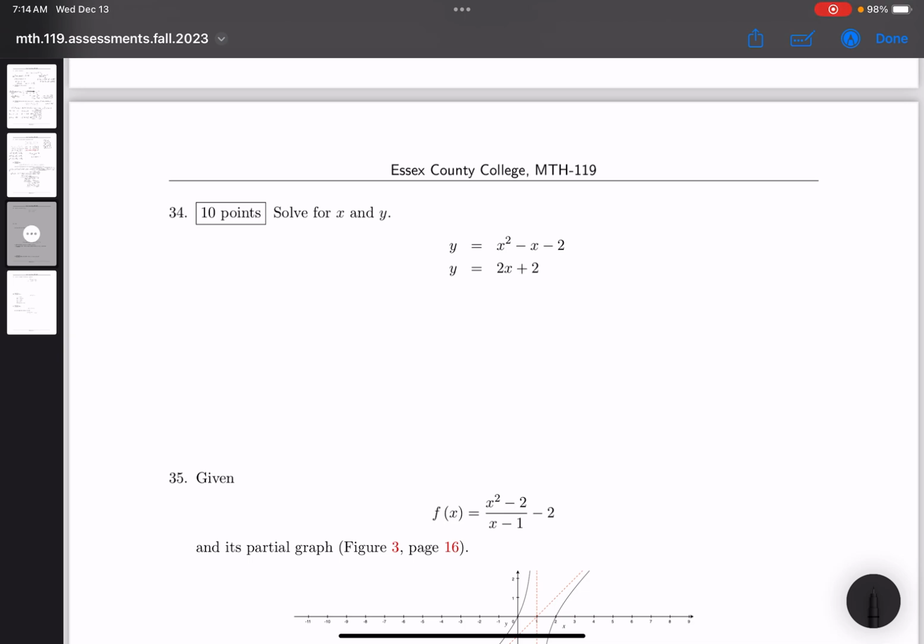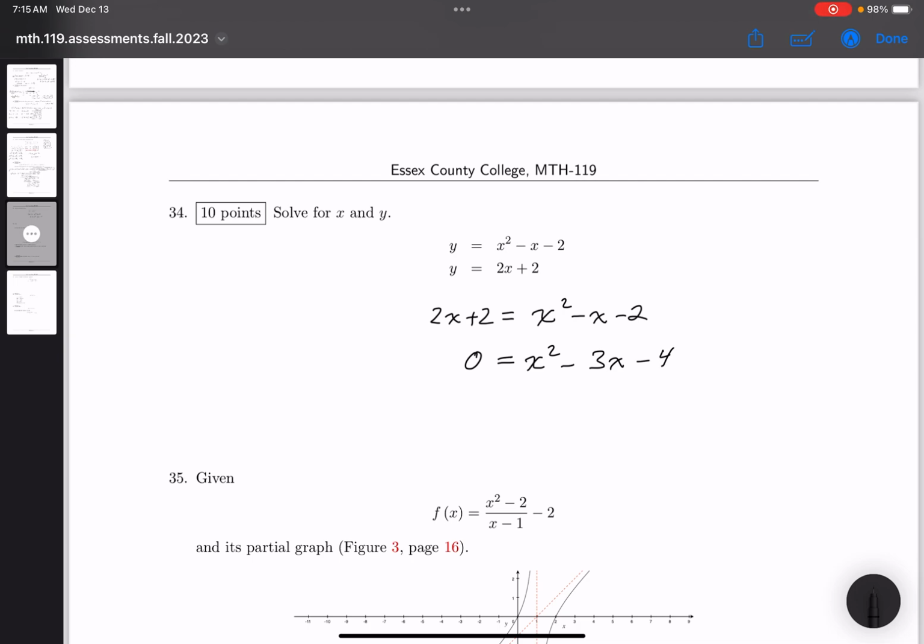So I'll set the y equal to y. So that means 2x plus 2. That's what y is. And y is also x squared minus x minus 2. What do you do now? I'm going to say 0, product rule. It's going to be x squared minus 3x. And then, let's see, minus 4 then, right?